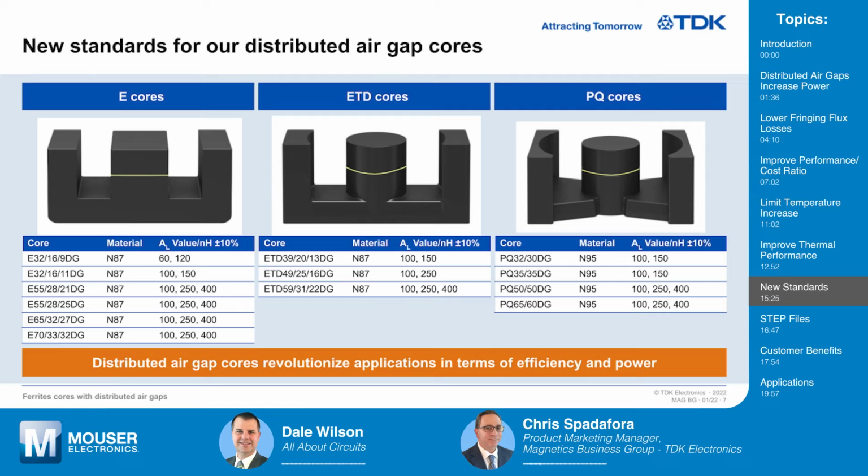The step files are available on all the standard ranges of the distributed gap cores, and we also offer all of the accessories to go into all the core sizes. So you can go straight to the distributor, off the shelf, core, bobbin, and you're ready to go start your design. Yeah, that's a much quicker way for people to get started.